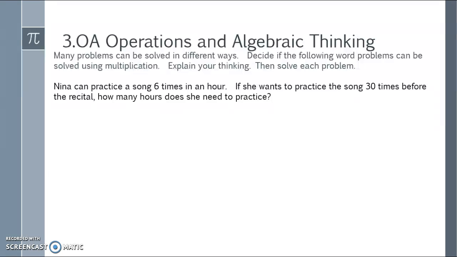Nina can practice a song 6 times in an hour. If she wants to practice the song 30 times before the recital, how many hours does she need to practice?